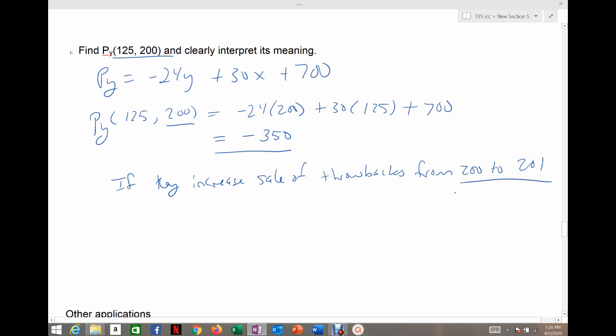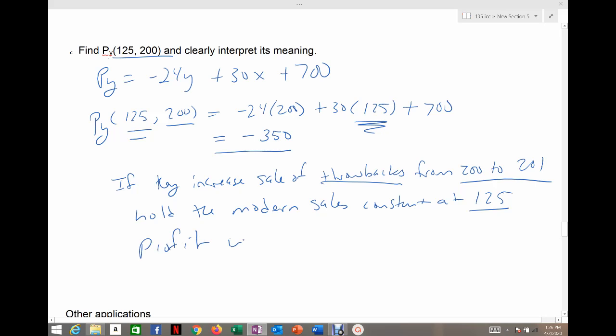So that specific change in my throwback, holding the modern sales constant, not at any constant, specifically at 125, right? That's what I used, I plugged it in. So profit will decrease by 350 because it's negative. All right, so those are the three parts we're looking at. What's changing? What's being held constant? At what level? How is it affecting my overall function?